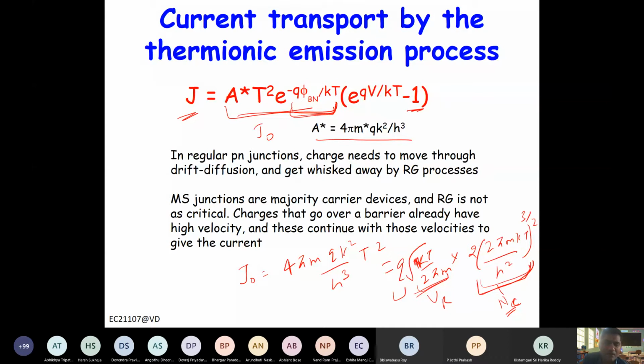And there is a derivation for diffusion current also. We will not derive it here, but that will also be similar. In case of diffusion current, this Richardson velocity will be replaced by drift velocity, which will be mu times E, and this E will be the electric field at the junction, which you can calculate from the charge distribution.